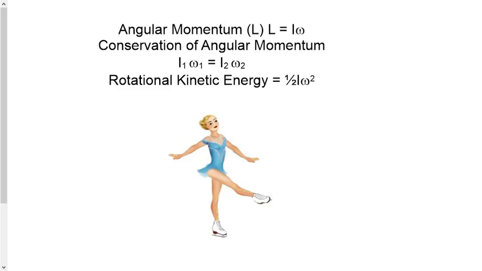We're going to look at angular momentum and rotational kinetic energy definitions today. So our example will be this girl. She's an ice skater, and she's twirling in a circle right now.